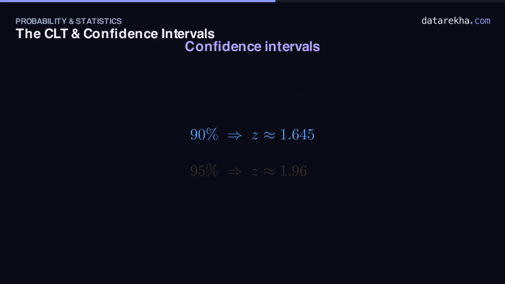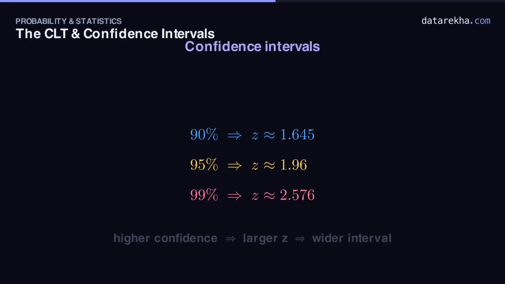Three z values are worth memorizing. For 90% confidence, z is about 1.645. For 95, 1.96. For 99, 2.576. And read the trade-off in that list. Demand more confidence and z climbs, so the interval widens. More certainty costs you precision. Gather a larger sample instead, and the standard error shrinks, tightening the interval for free.